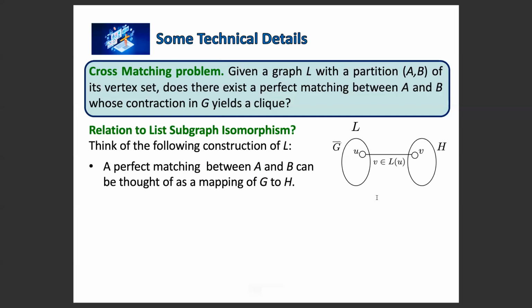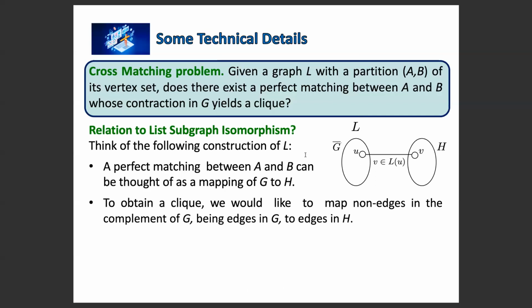Now, how is this related to list subgraph isomorphism? First of all, notice that when we are talking about a perfect matching between A and B, this is what we seek here in the cross-matching problem, then this can be thought of as a mapping of G to H. So the crossing edges define the mapping, how we map G to H.